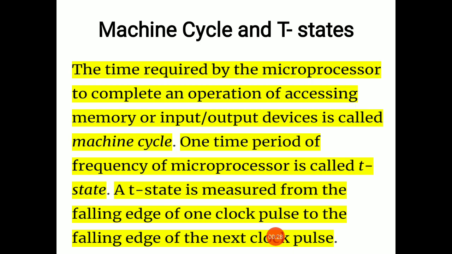So what is a machine cycle? The necessary steps that a microprocessor carries out to perform the operation of accessing either memory or an input-output device constitute a machine cycle. In other words, the necessary steps carried out by the microprocessor to perform either a fetch operation, a memory read operation, a memory write operation, or an input-output read or input-output write operation constitute a machine cycle.